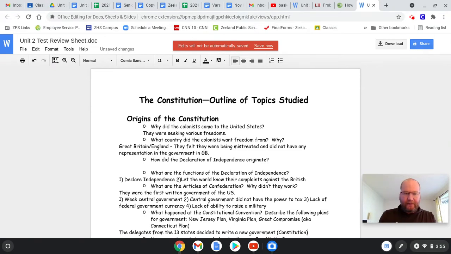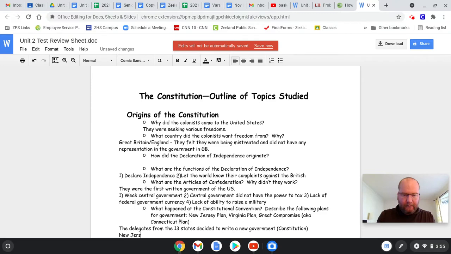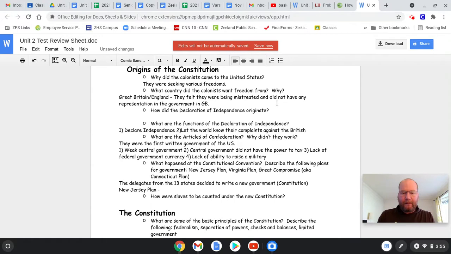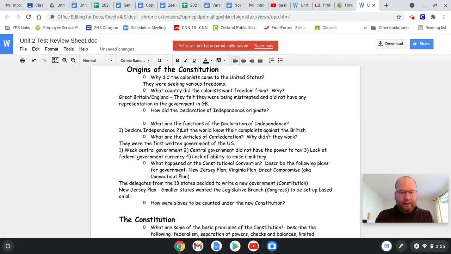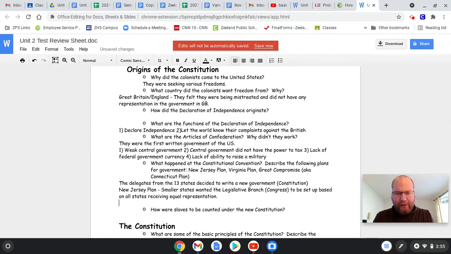And the following plans. So we get the New Jersey plan. That was where the small states wanted the legislative branch, which I'll put, remember that's Congress, to be set up based on all states receiving equal representation. Then we also had the Virginia Plan.